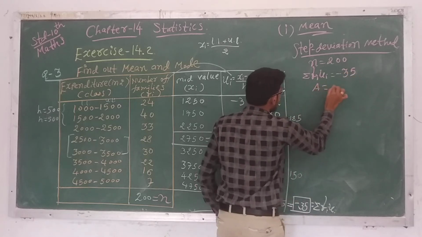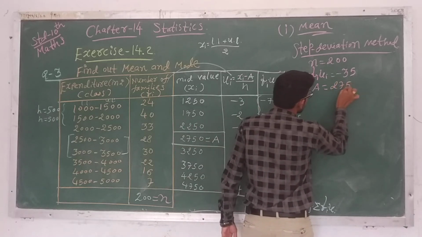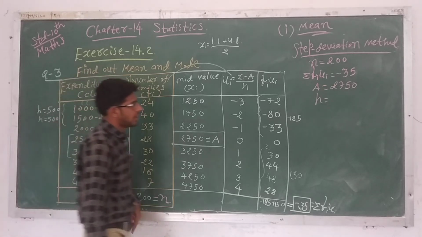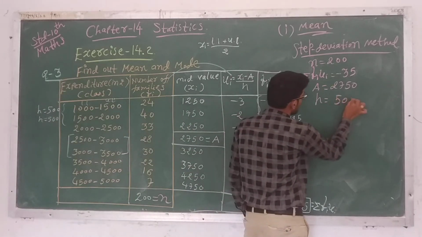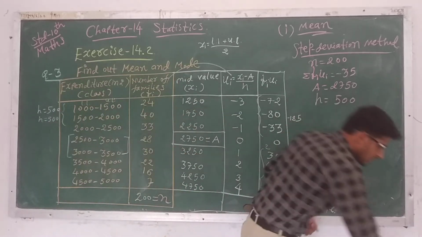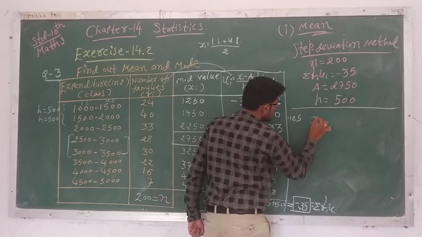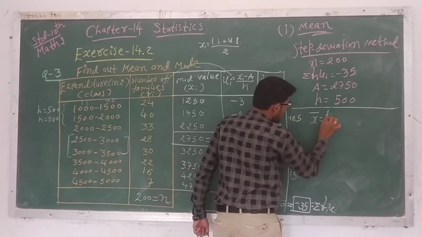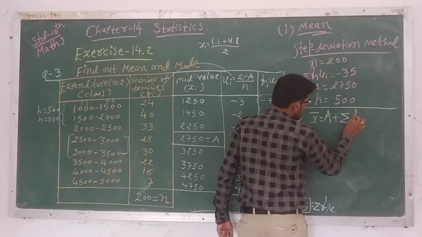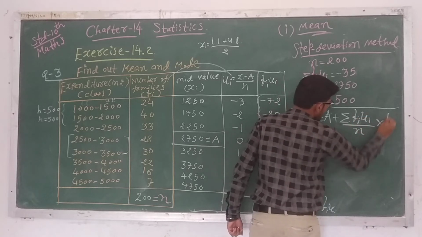The value of a is equal to 2750. Class length will be 500, so h is equal to 500. Now we have to apply the method of mean. So write down x bar is equal to a plus sigma fi ui divided by n, multiplied by h.